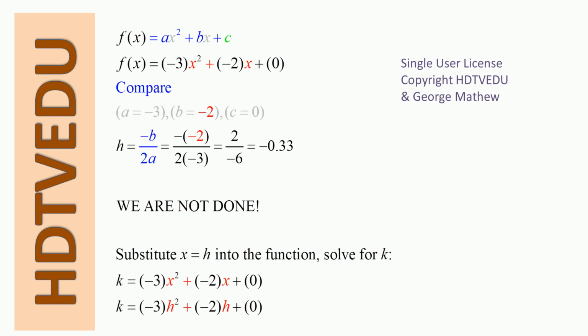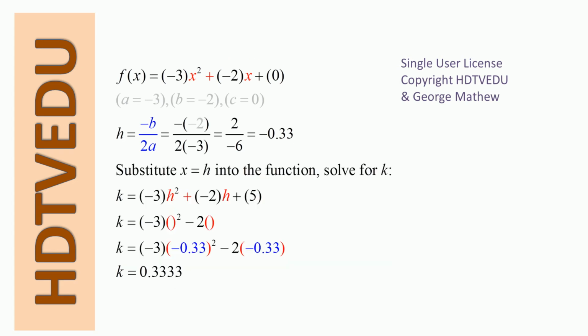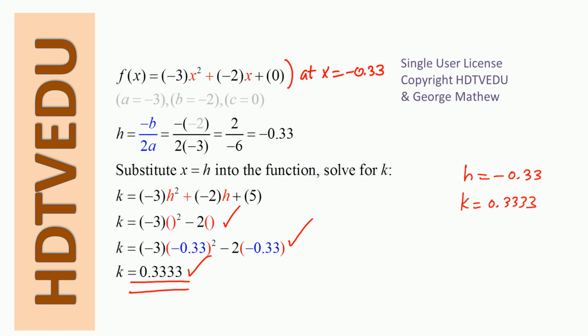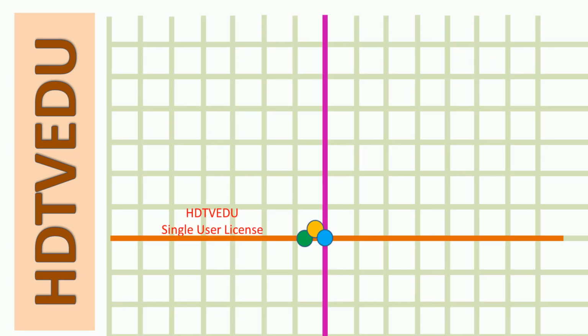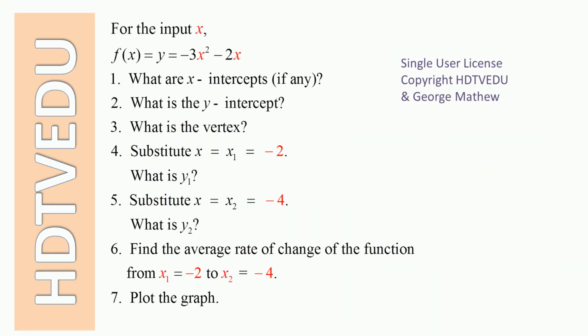h equals negative b over 2a. So you get negative 0.33. After we find h, we substitute x equals h into the function that is given. And what do we get? Negative 3x squared minus 2x at x equals negative 0.33. k is 0.3333. So we have h equals negative 0.33 and k equals 0.3333. So we have h and k, and we have the vertex. So we plot all those points, and so far our graph kind of looks like this. So we have x-intercept, y-intercept, vertex.